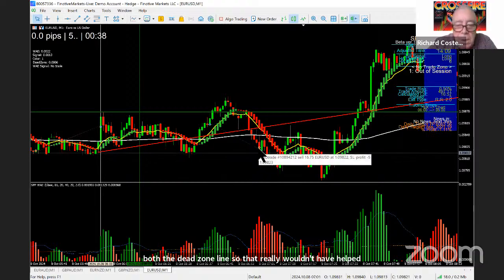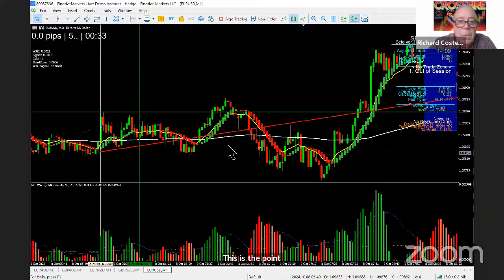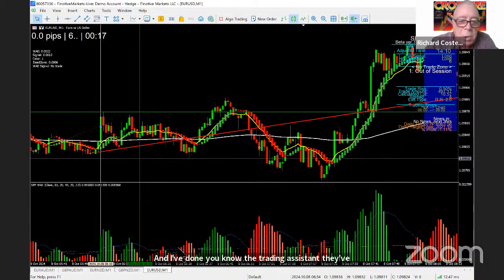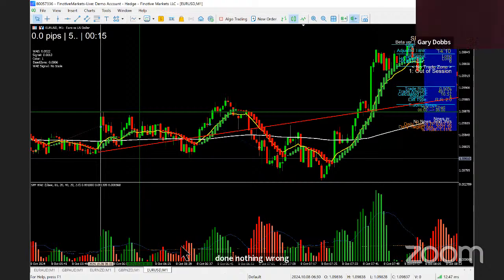Oh no, we're looking here. This is the point, isn't it? No, I'm getting very confused now. Anyway, it shot up. Right, that was it. It shot up and it took me out. And the trading assistant had done nothing wrong, because I'm pretty sure that at the time this was looking slightly different to what it looks now.